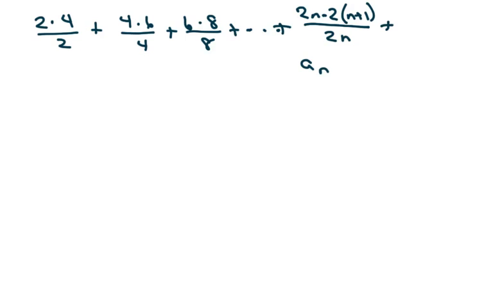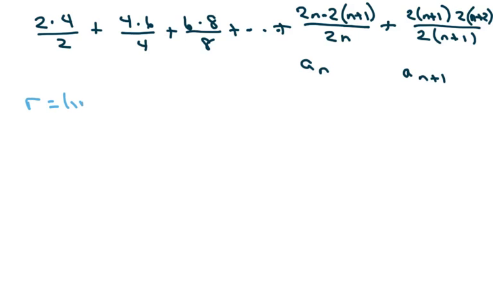So that means my next term is going to be 2 times n plus 1 times 2 times n plus 2. And the denominator is going to be 2 times n plus 1. Okay, and do the ratio test. Take the limit as n approaches infinity.